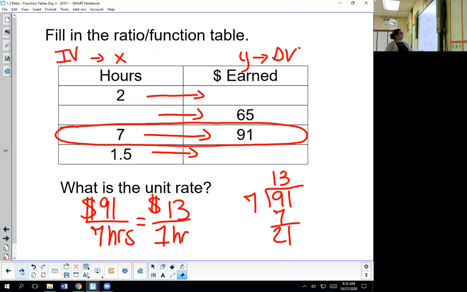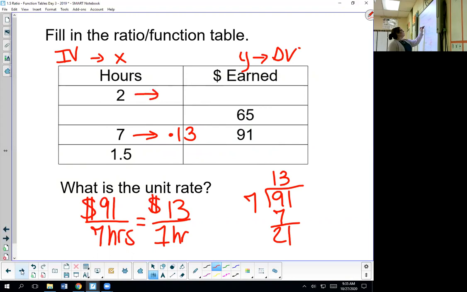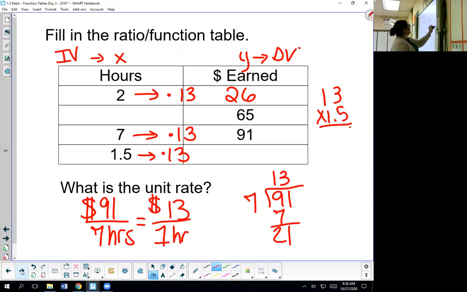So basically, how am I going from my input to my output? I am multiplying by 13. So from here to here is times 13. So I could do 2 times 13, which gives me 26. 1.5 times 13. So 13 times 1.5. 15, 6, 0, 31, 195, but with a decimal, so 19.5.